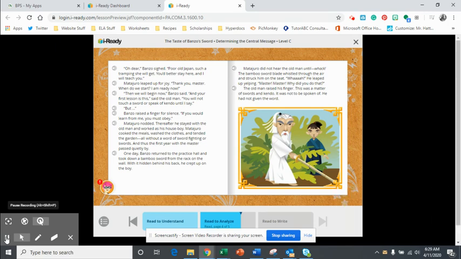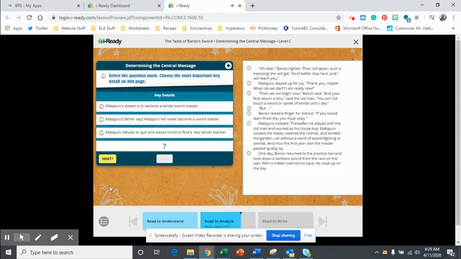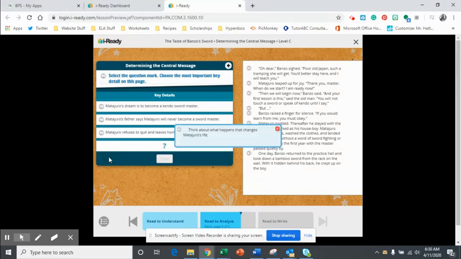And again, I want you to read through this. I know it's getting boring and all that, but it's important that you read through the text, okay? And then you click on our little friend here. Select the question mark. Choose the most important key detail on this page. Now, most important key detail, important detail. Let's click on our hint here. Think about what happens that changes Mataharu's life. Changes Mataharu's life.